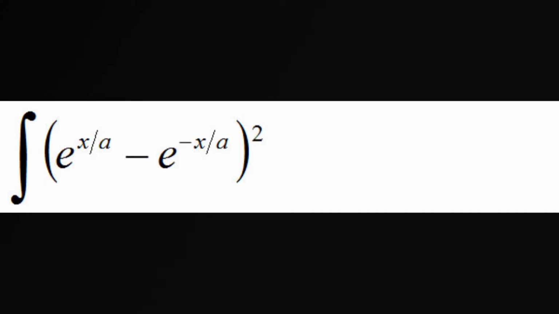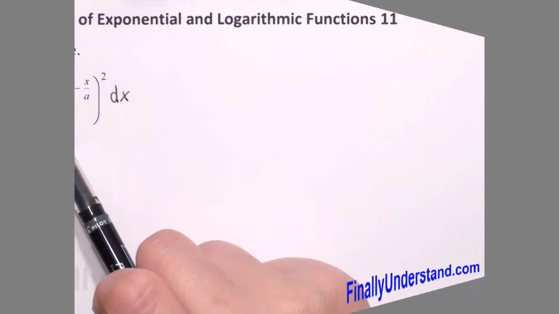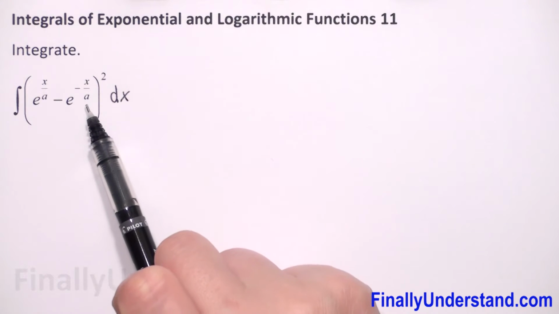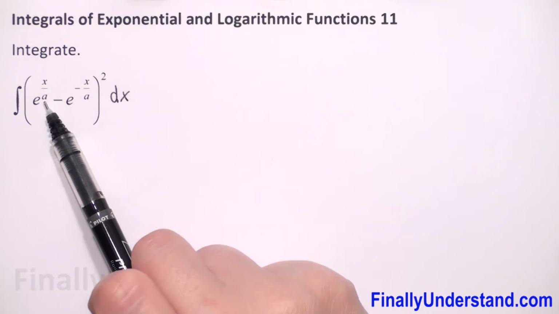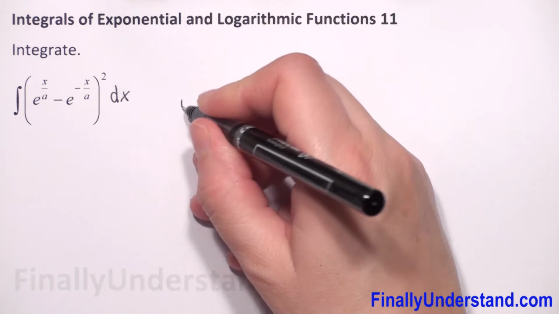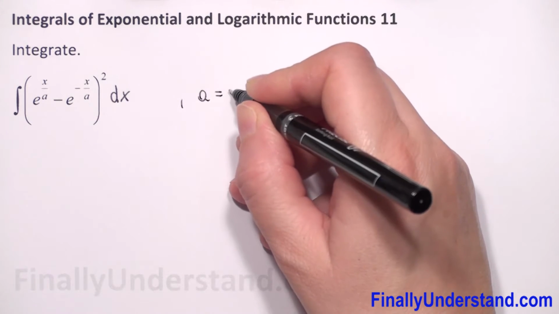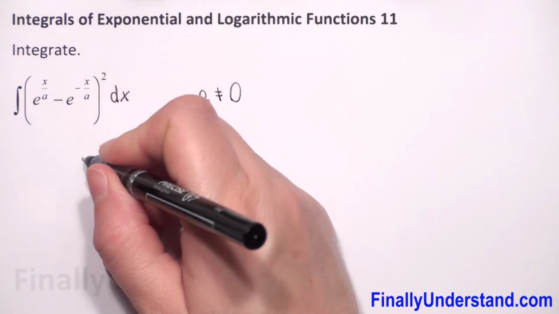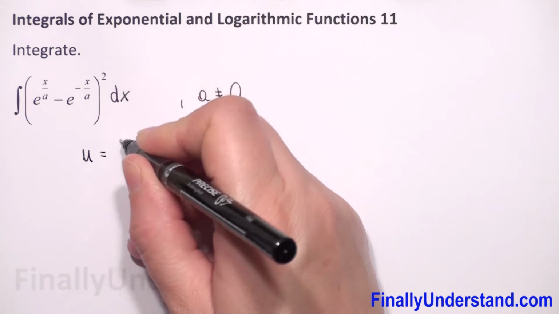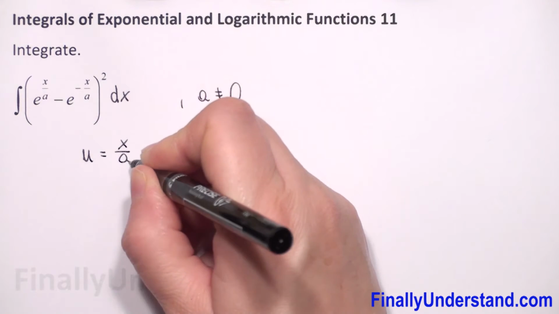We have an indefinite integral, and what do we have here? In the denominator, we have a constant number. In the denominator, we cannot have zeros, so of course a must be different than 0. Next, what can we do? We can do a substitution. I will put u equals x over a.